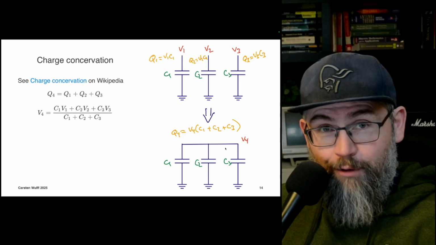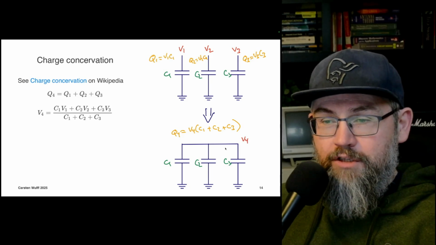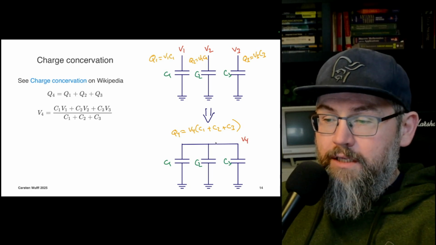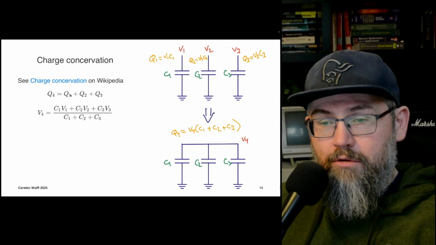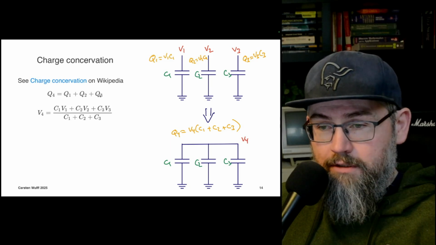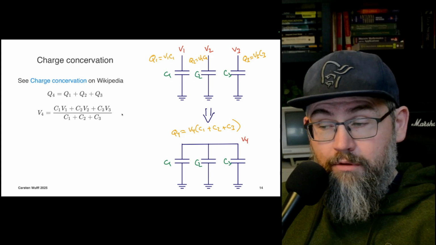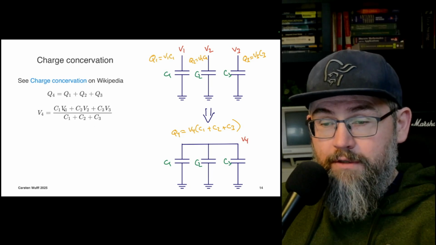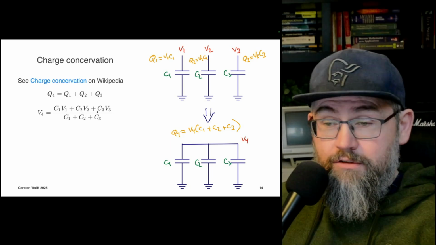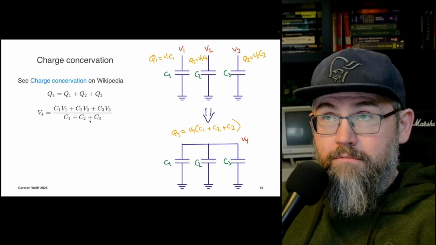Assuming that we do that right, then the sum of the charge in the first period will equal the sum of the charge in the second period. So Q4 will equal Q1 plus Q2 plus Q3. And now we can compute the voltage at V4, which is going to be C1 times V1, C2 times V2, and so on, divided by the total capacitance.